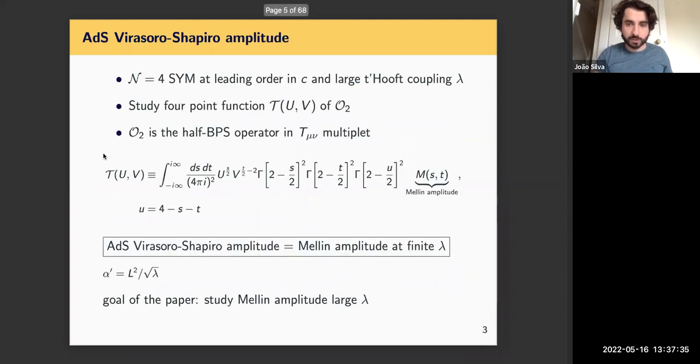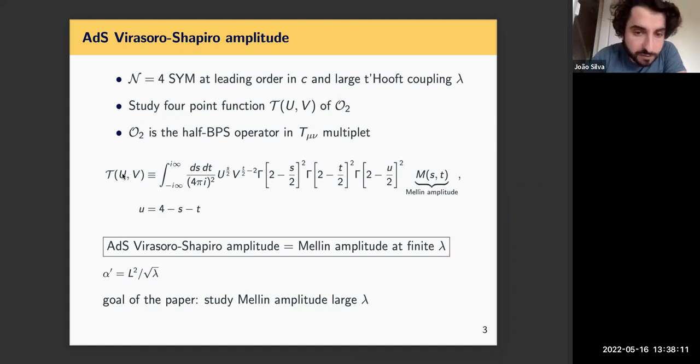And now in AdS, we want to study an analogous quantity. So we will study N=4 super Yang-Mills at leading order in the central charge, and we will take the 't Hooft coupling to be large. We will study this specific four-point function of O2, which is the half-BPS operator in the stress tensor multiplet. We will study this four-point function using Mellin amplitudes. The four-point function is a function of U and V, which are the usual conformal cross ratios.